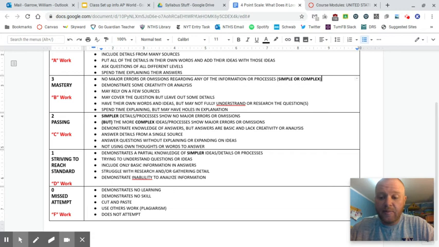If you copy somebody else's work or you copy something off the internet, that's plagiarism. That's also going to earn you an automatic 0. You can't do that. You have to do your own work. Cutting and pasting from a website or something like that is not going to cut it, and that's going to cause you to get a 0.